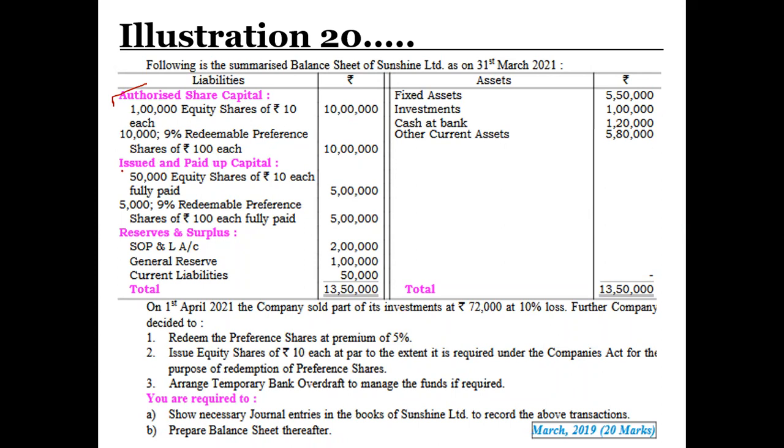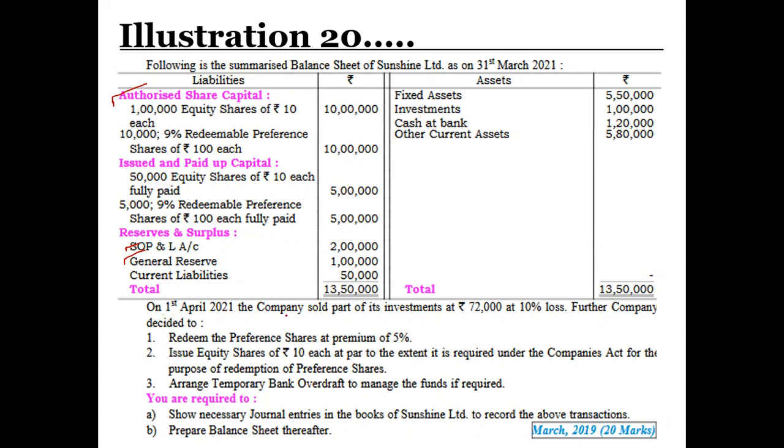Issued and paid up capital is given as under: 50,000 equity shares of rupees 10 each fully paid up, 5 lakh rupees; 5,000 9% redeemable preference shares of rupees 100 each fully paid up, 5 lakh rupees. Under reserves and surplus we have profit and loss account 2 lakh rupees and general reserve 1 lakh rupees. Then we have current liability of 50,000. On the asset side, we have fixed asset 5 lakh 50,000, investment 1 lakh rupees, cash at bank 1 lakh 20,000, other current asset 5 lakh 80,000.